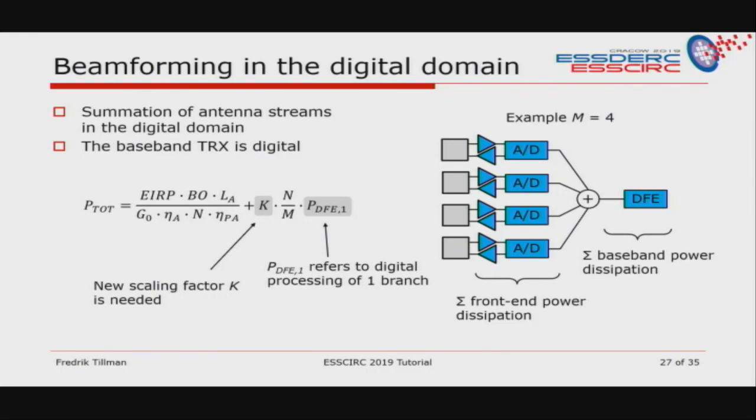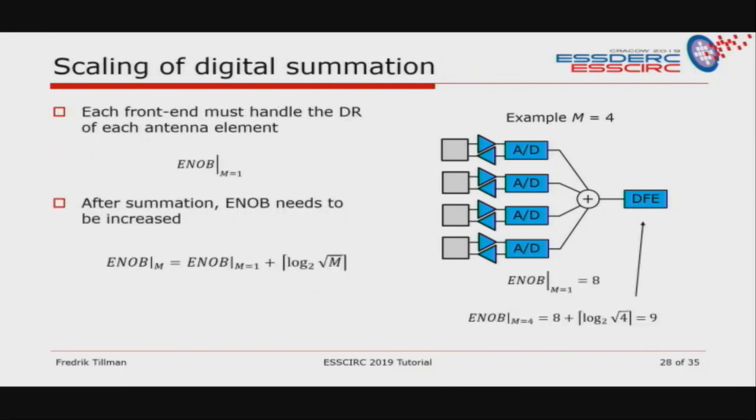And the system is depicted on the right hand side, and you see it resembles a whole lot of the previous model we used, but just some smaller implications. If we now look into the scaling factor, you could say that the dynamic range corresponding to the effective number of bits, the ENOB, for one branch, we call that ENOB with M equal 1. For each antenna element, each branch, this is the ENOB you need to handle in the system. And now you start combining multiple branches in the beamforming entity.